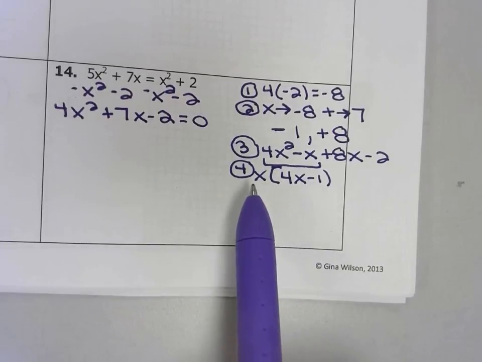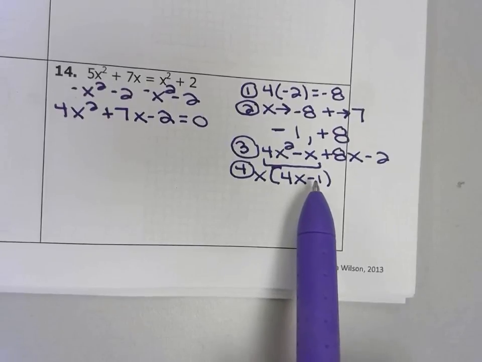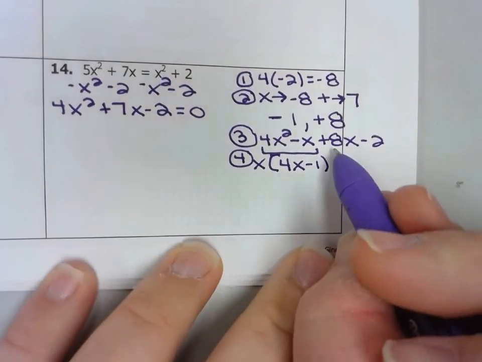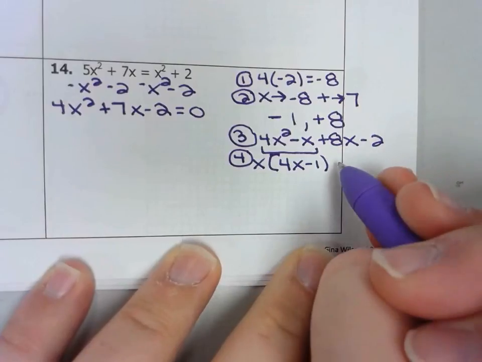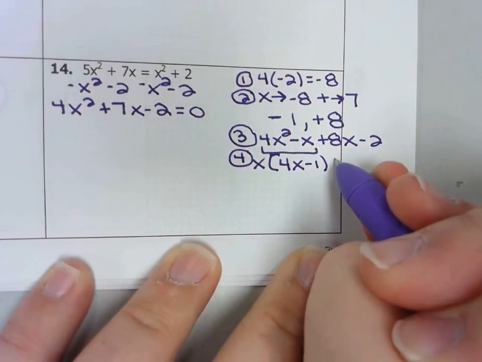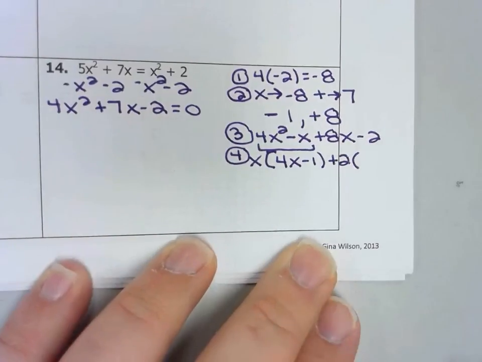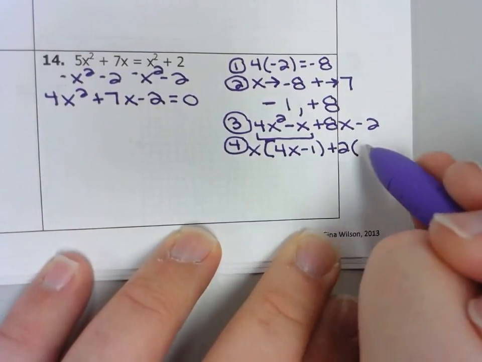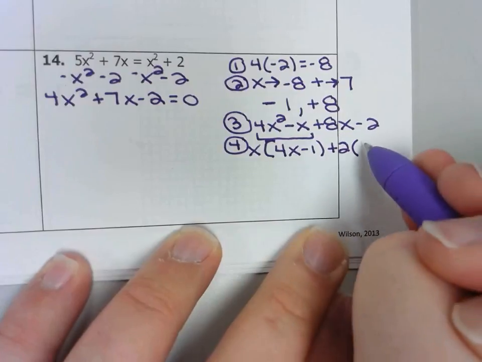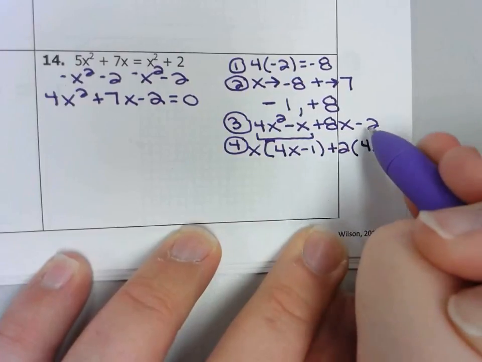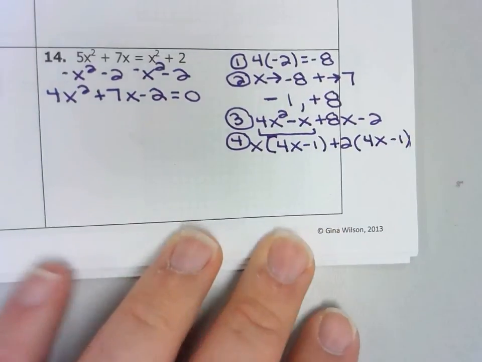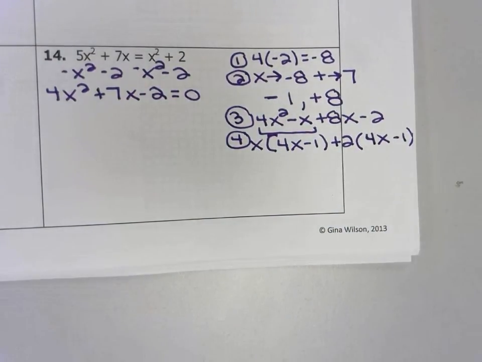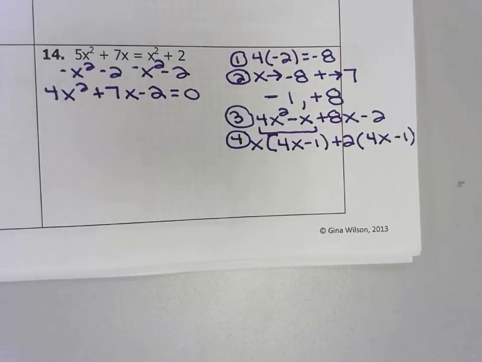So as I take an x out front, I have a 4x minus 1 left. Now as I look at 8x minus 2, what is the GCF for 8x minus 2? 2. So I take a 2 out. Let's see if I get the same thing left as I take a 2 out. 2 times what gives me 8x? 2 times what gives me negative 2? Negative 1. Okay, so as you factor by grouping, your parentheses need to end up being the same. Now, what is my final factored form?